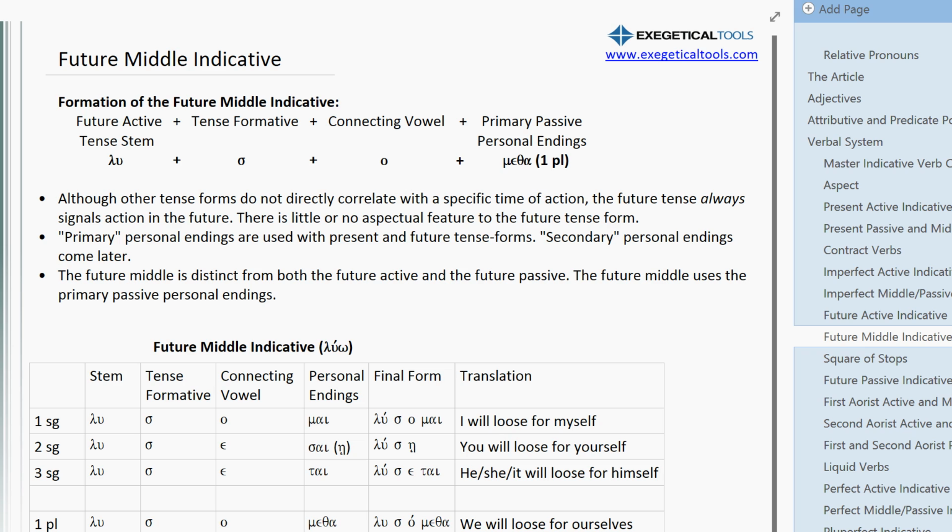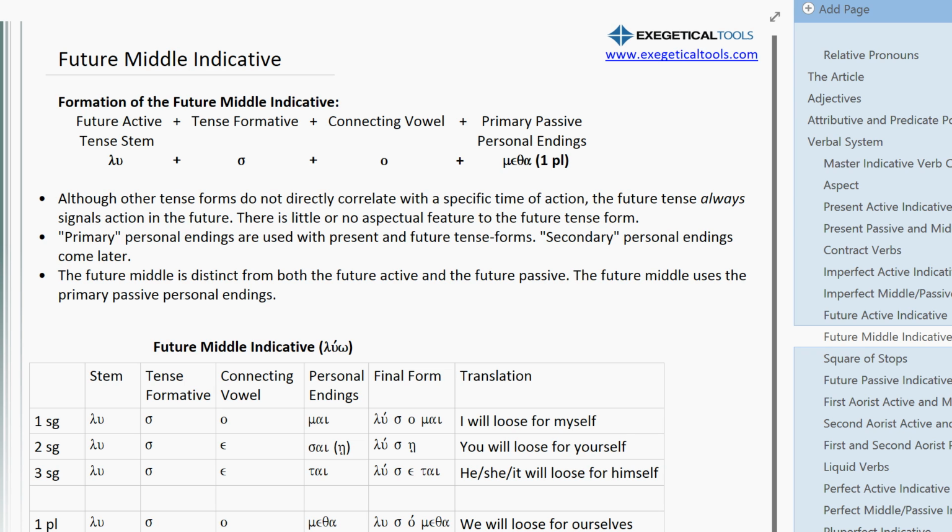In this series we're looking at the basic elements of Greek grammar, what you would typically encounter in the first two semesters of Greek. In this video we're looking at the future middle indicative, and you should have already watched the video on the future active indicative. If you haven't, you should go watch that.